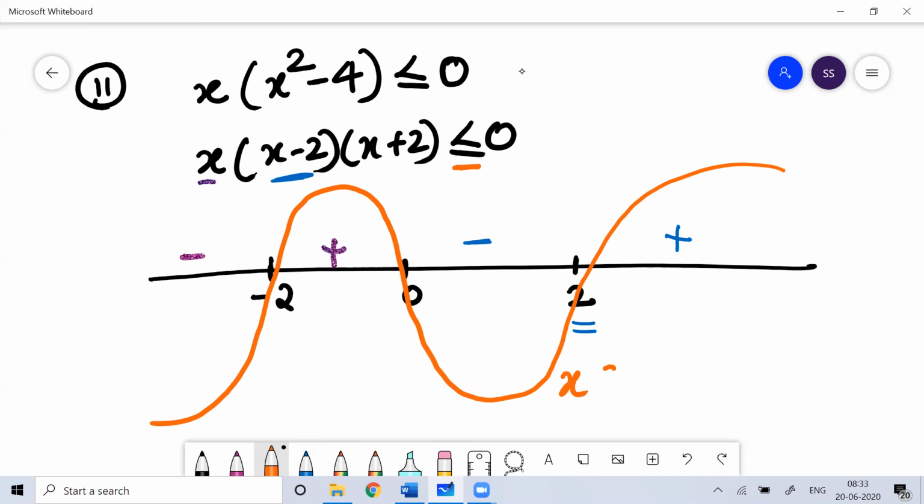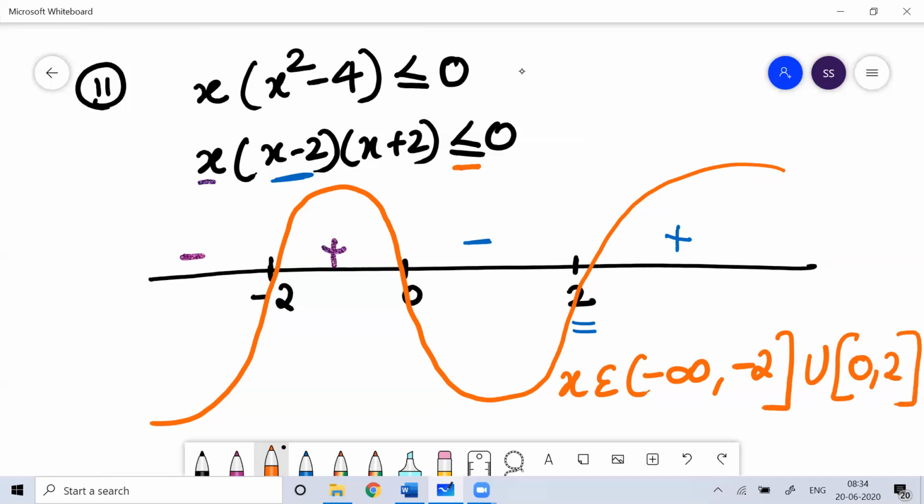The value of x would be from minus infinity to -2. So the -2 would be inclusive because they are asking for equal to. If you put x equal to -2, the expression will become 0. Then union, 0 inclusive to 2. So this would be the answer.